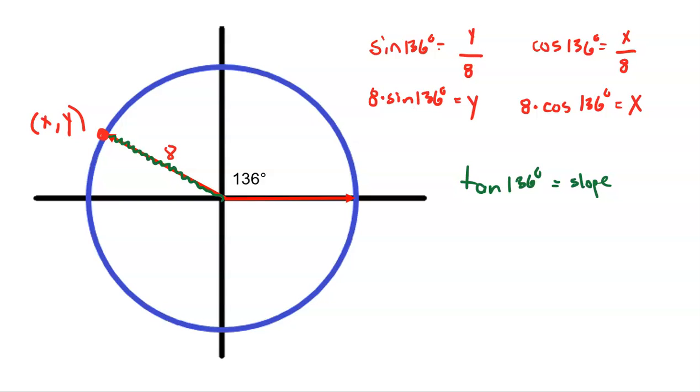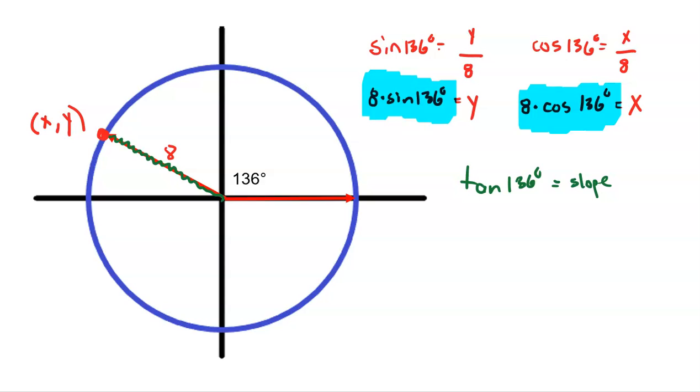Notice that I did get the exact values written as 8 times sine of 136 degrees and 8 times cosine of 136 degrees. But if I want to put some numbers there, I have to use decimals, right? They're irrational numbers. The result of those two values are irrational values for what that x and that y are. They're numbers that cannot be made into a fraction.